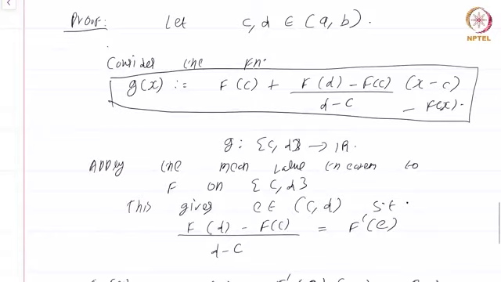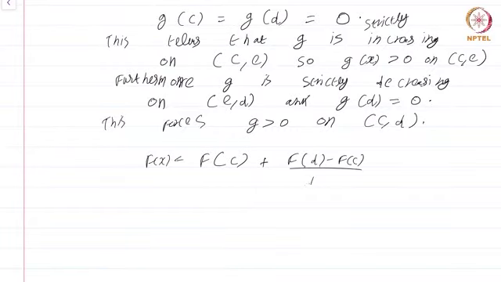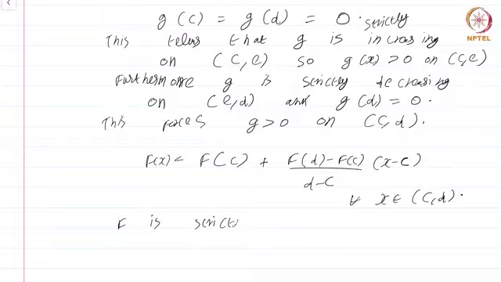In other words, the function we considered, g(x), is greater than 0, which is just going to say that f(x) is less than f(c) plus (f(d) - f(c))/(d - c) times (x - c) for all x in (c, d). In other words, f is strictly convex upwards.